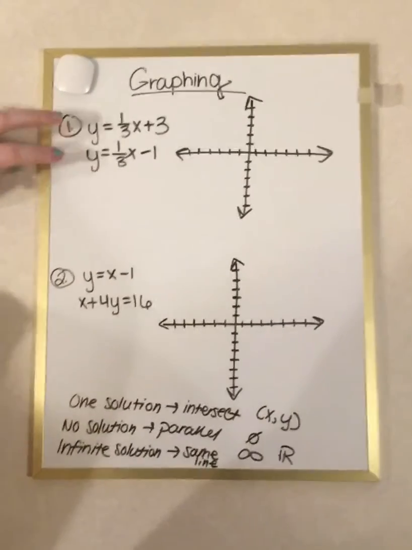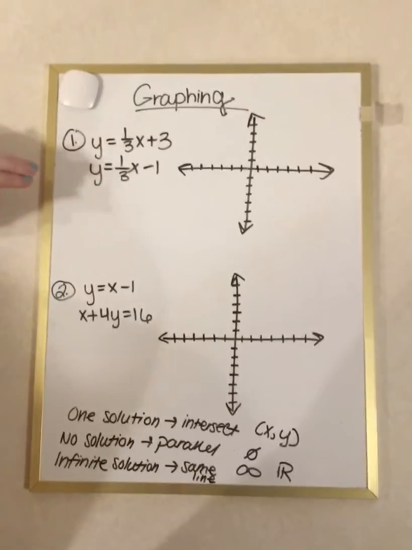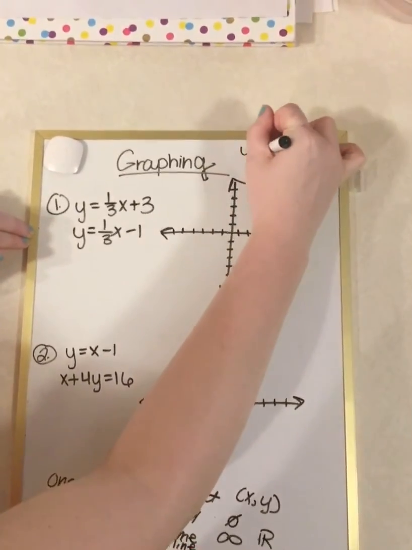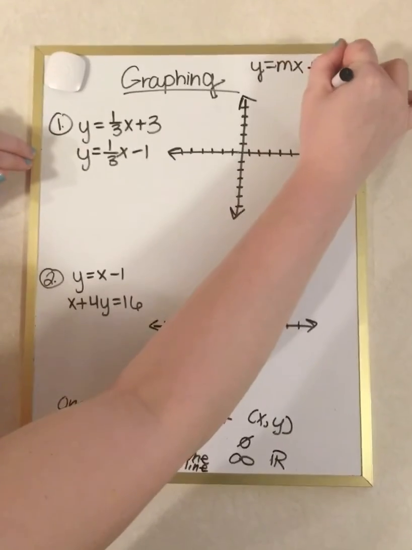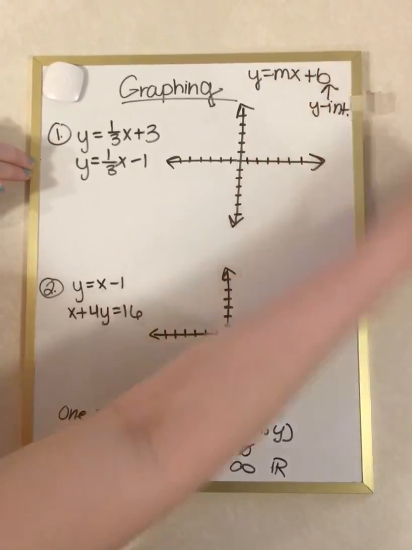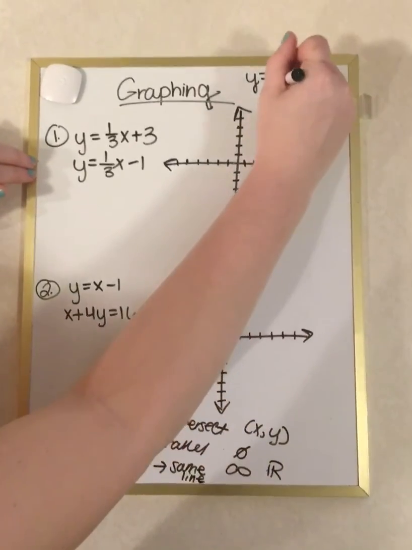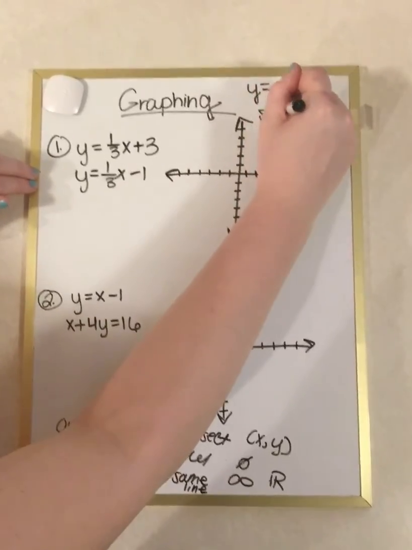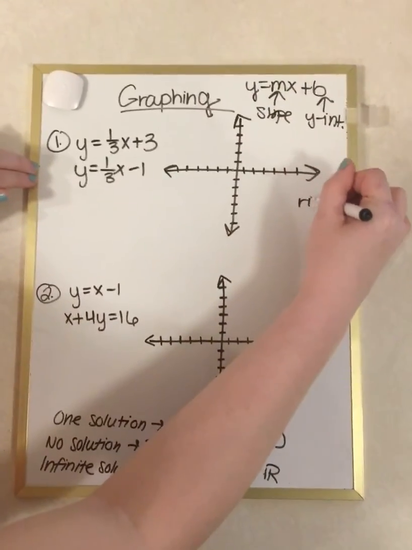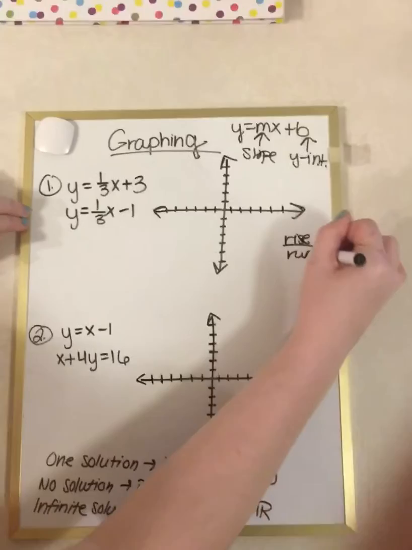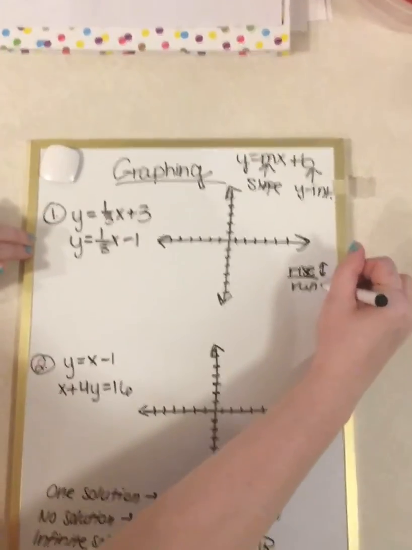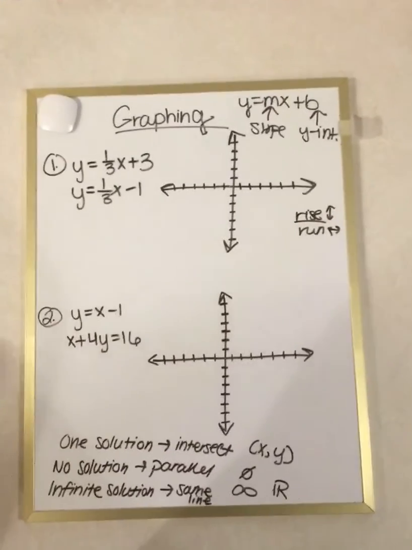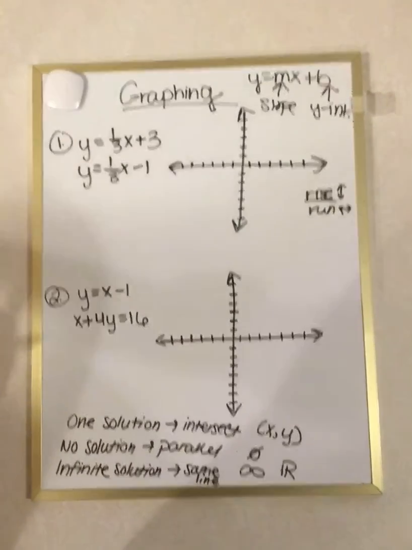You have to make sure that before you start to graph that both of the equations are in y equals mx plus b. Because I need to know what the y-intercept is, so I can plot it on the y-axis first. And then I need to know what my slope is. And remember, slope tells me rise over run. So how far I go up or down, and how far I go left or right, depending on whether the number is negative or positive.